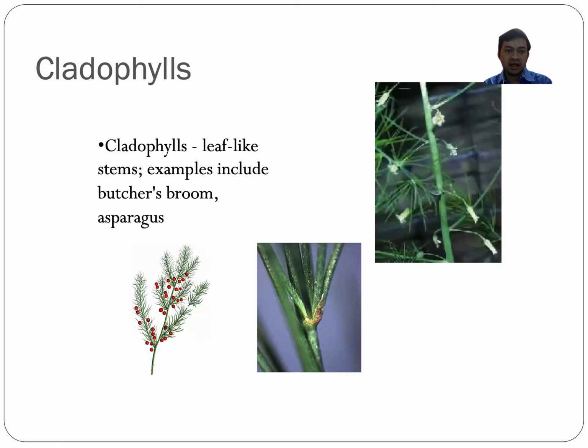The next one is cladophylls. Leaf-like stems, and examples include butcher's broom and also asparagus. So I think this is the last example of the modified stems.